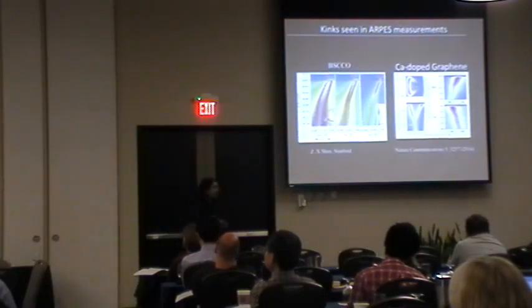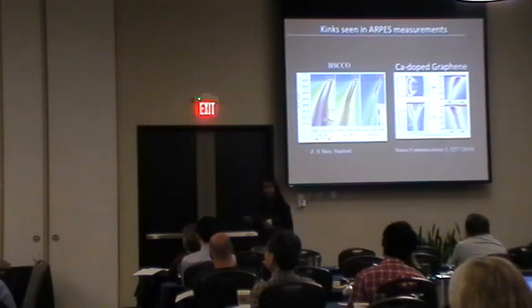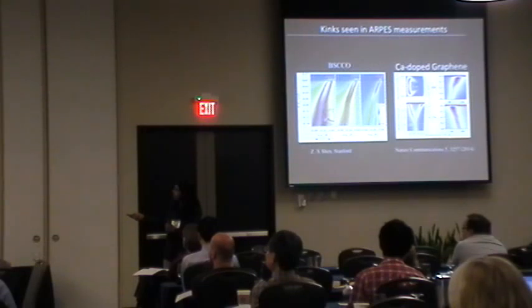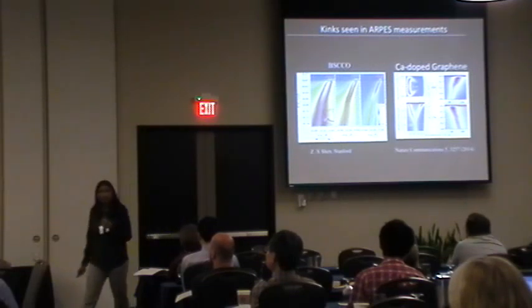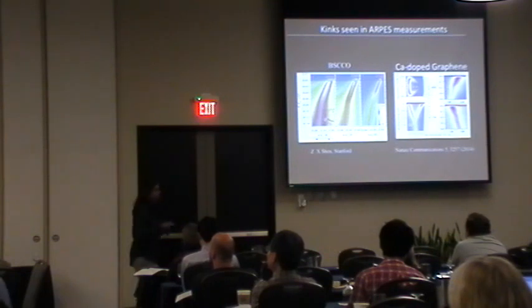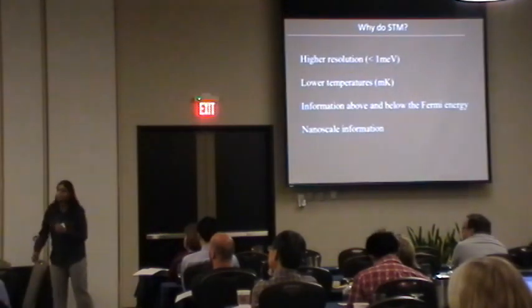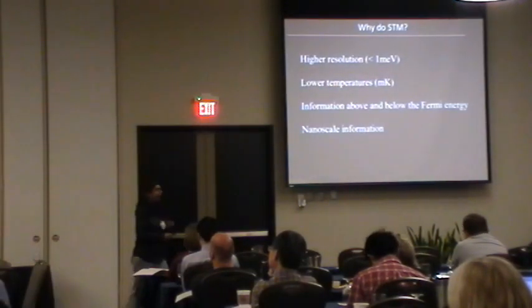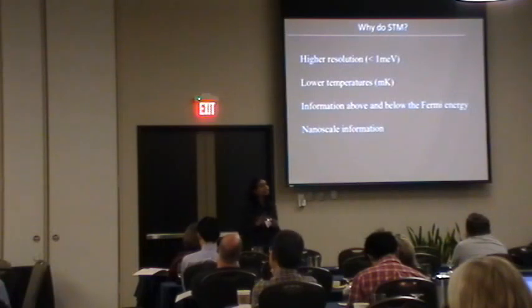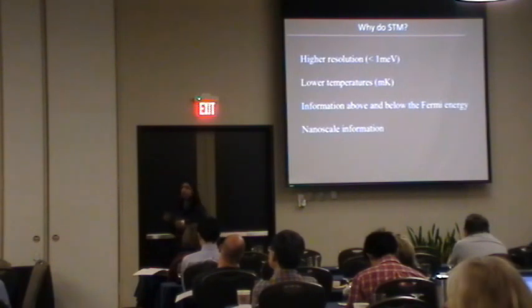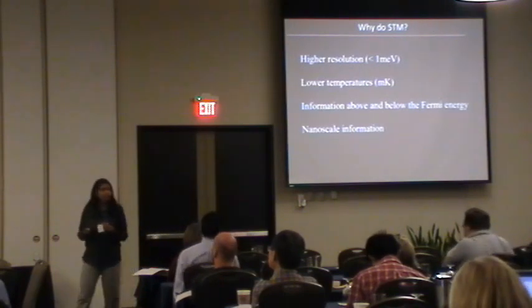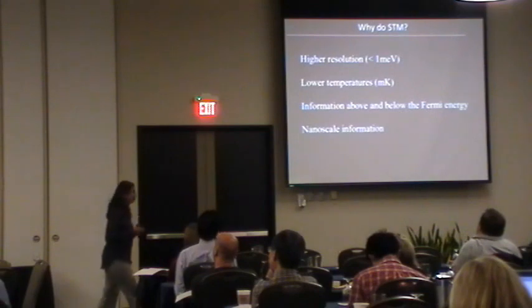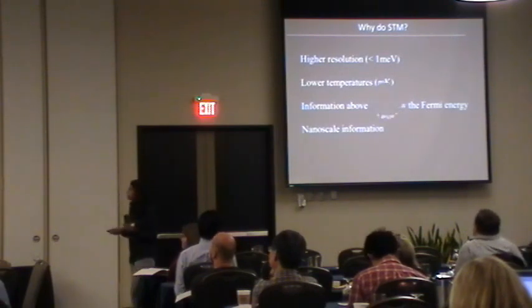Traditionally, it's been measured by a technique called angle-resolved photoemission spectroscopy. Here you see energy and momentum, and here you see kinks in the spectra, and these have been attributed to interaction effects. So, of course, you see beautiful kinks by ARPES. So the question is, why do STM? Today I'd like to show you that using STM, you can not only see these kinks, but you can also invert these kinks to get alpha squared F, which provides a huge amount of information on electron-phonon coupling.